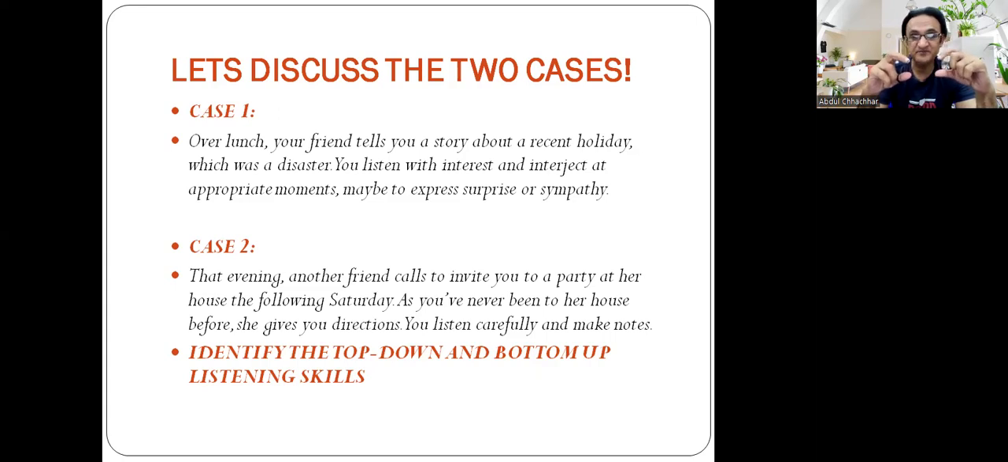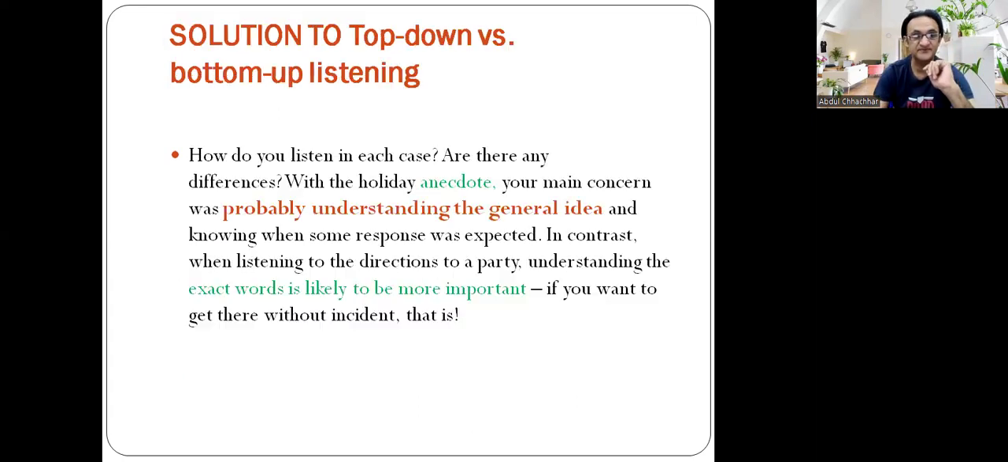Let's apply the top down and bottom up. Let's talk about case one. How do you listen in each case? Are there any differences? In the first, a story, I repeat, and the second, an address. Think about which one is the most important. The holiday story is anecdotal. Anecdotal is collecting the information with the main important things. So when you are listening to a story, you are extracting the general information, central idea, main idea. You are not focusing on the whole story.